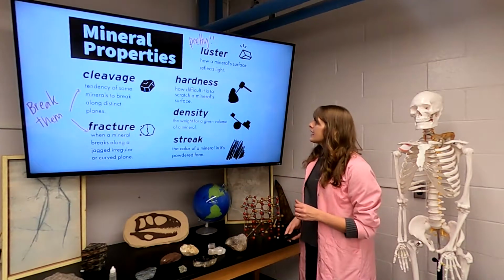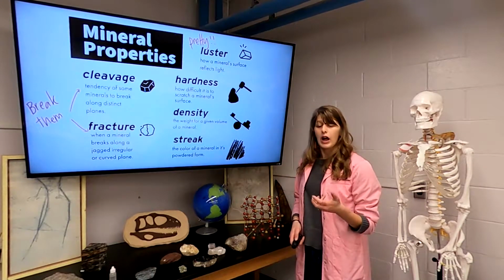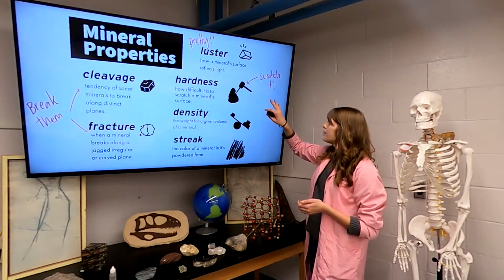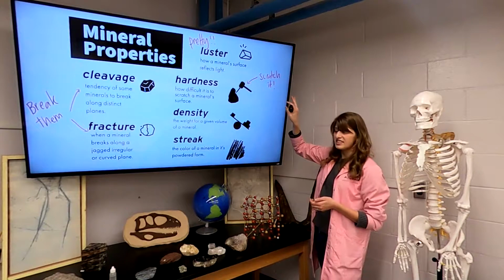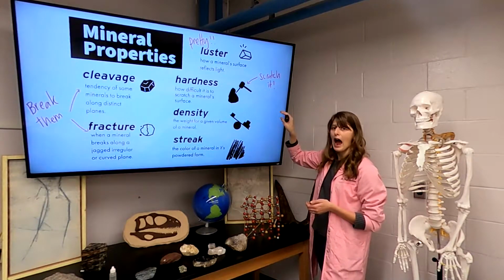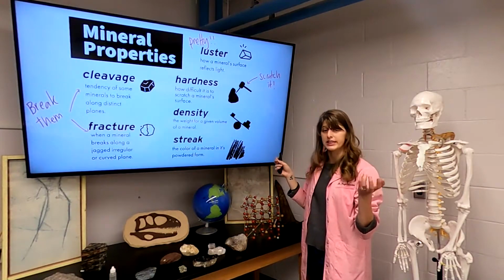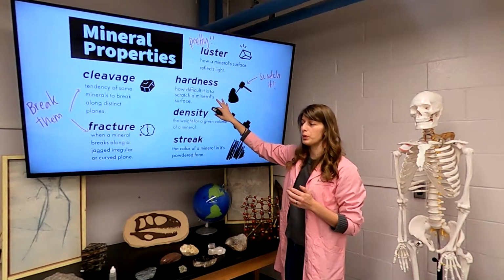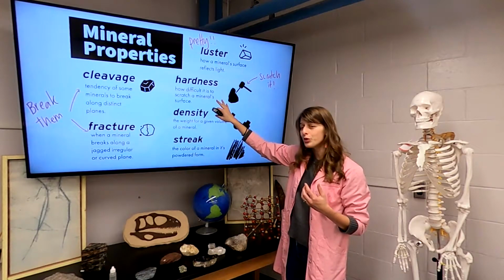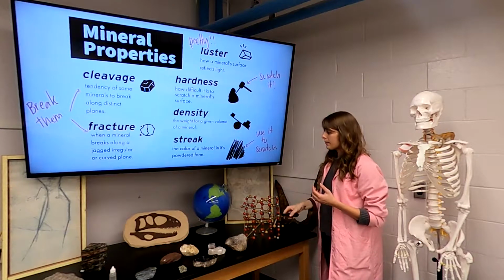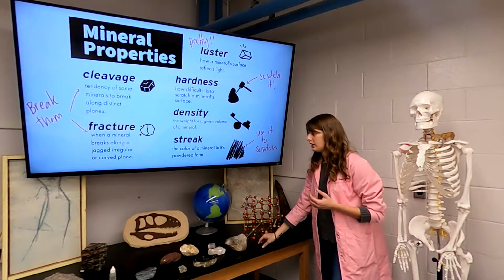Okay, the next thing we do is we look at how hard the mineral is, and that is called hardness. And basically this is where we take stuff and we try to scratch the mineral with that stuff to determine how hard it is or how difficult it is to scratch that surface. We're going to come back to this because we have a specific scale that we use to describe hardness. But we'll end with talking about streak and density.